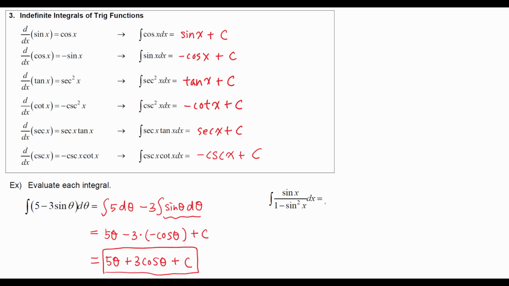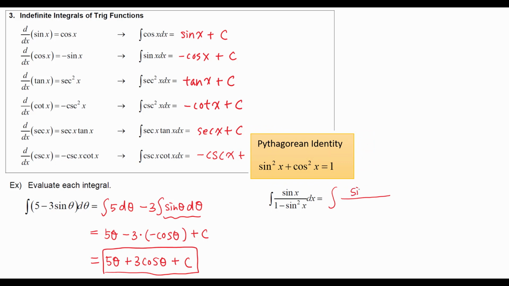Next problem. Integral of sine x over 1 minus sine square x dx. Whoa, we didn't learn anything like that, how to take the integral of, right? So this is not something we can do right away. We need to do some substitution here. What is 1 minus sine square theta though? 1 minus sine square theta is cosine square theta, right? I'm gonna rewrite this as sine x over cosine square x dx.